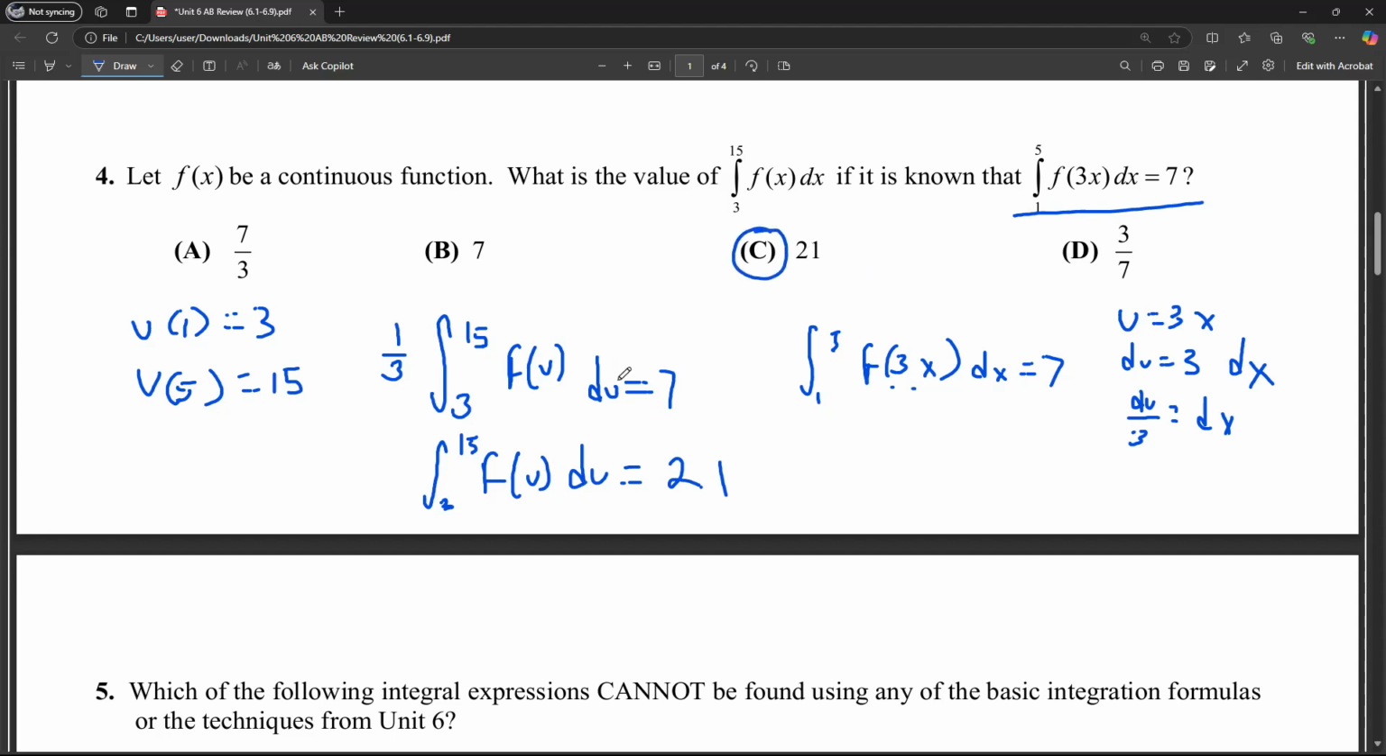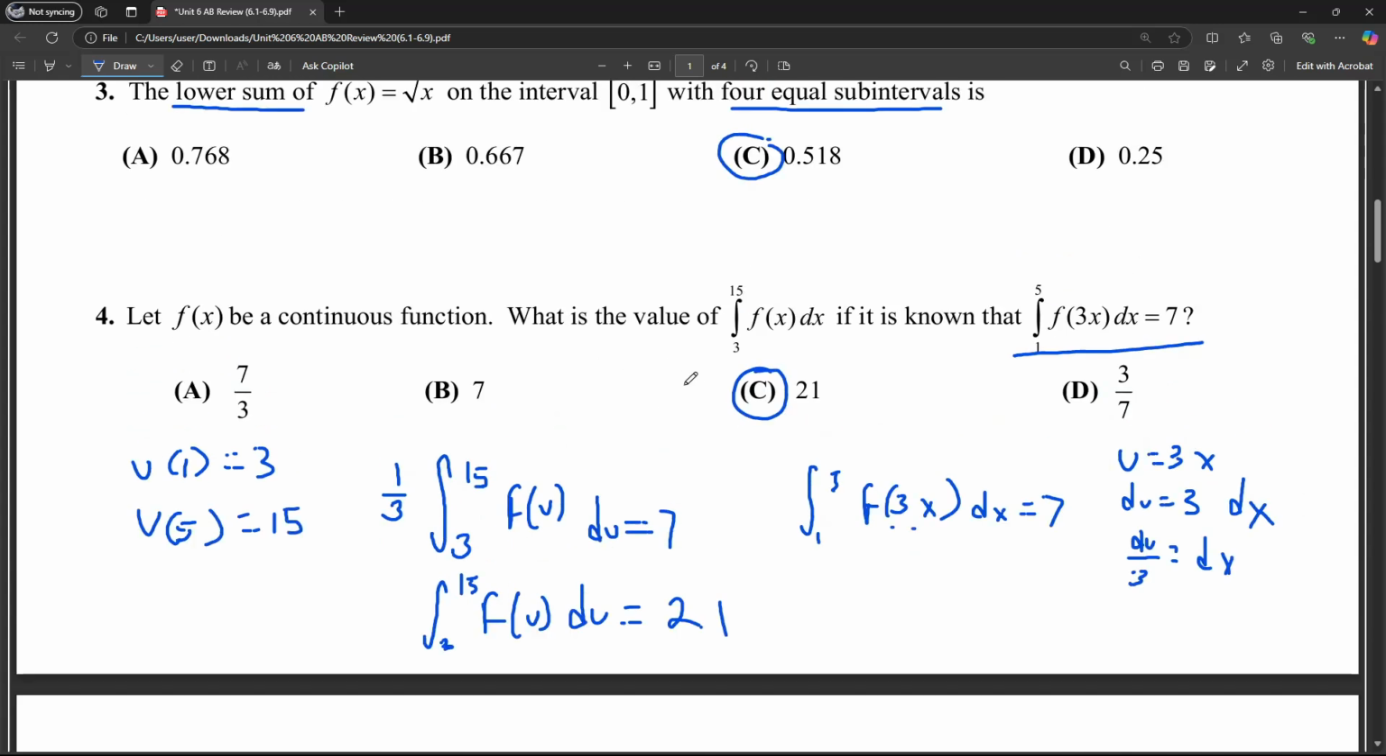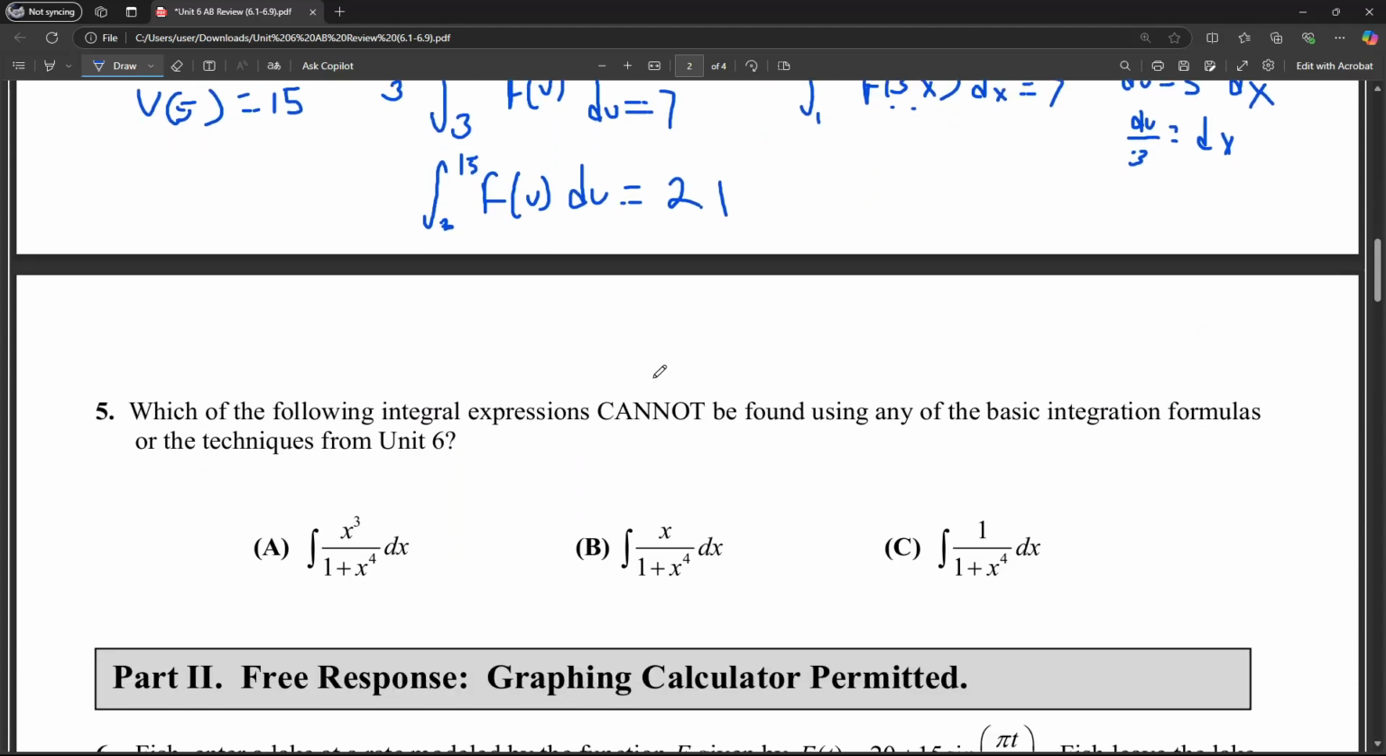So another way to try this out is by doing an example function. So if you want to try it out on your own, you could do f of x equals x squared, and then f of 3x equals 9x squared. And then you could plug that into the integrals, and then you're gonna get a scale factor of 3 no matter what. So therefore number 4C.